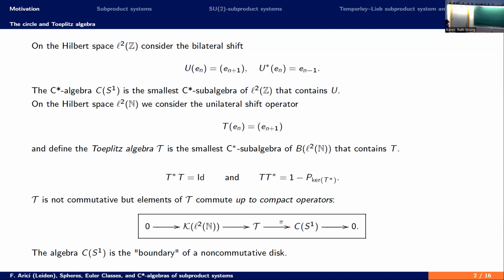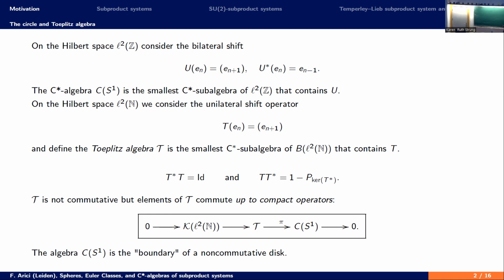Very simple representation of a very simple object, but yet one of the most interesting, well, the simplest non-trivial topological space, if you want. Okay, then let's change our conditions again a little bit. And instead of looking at little L2(Z), we look at little L2(N).